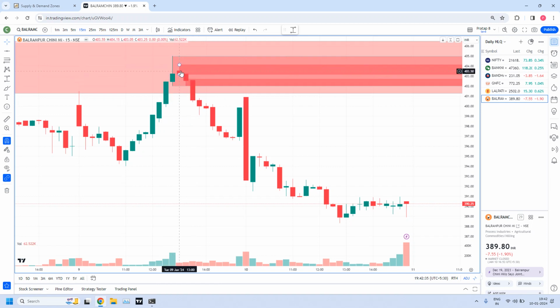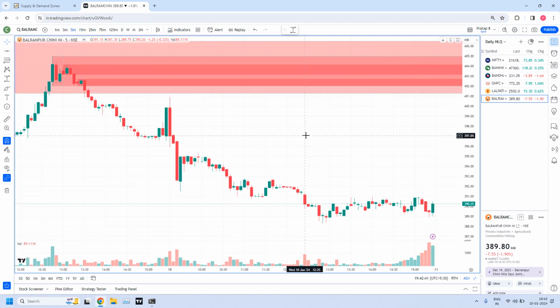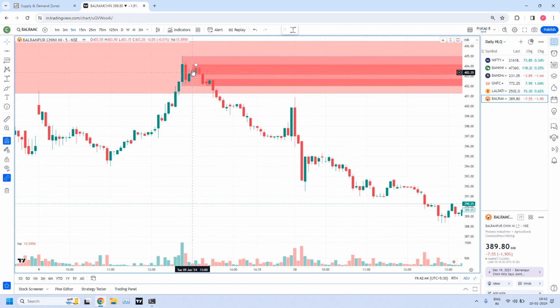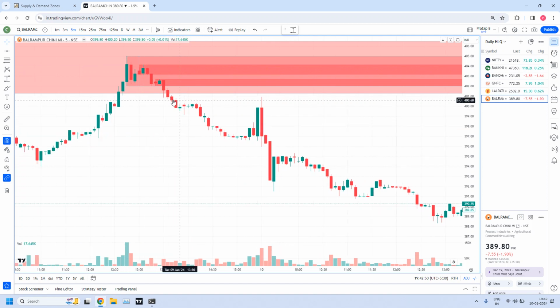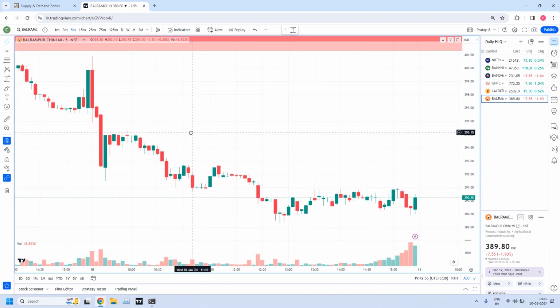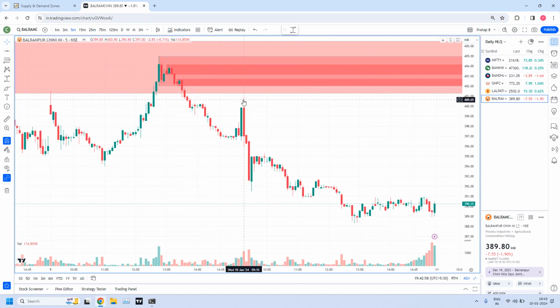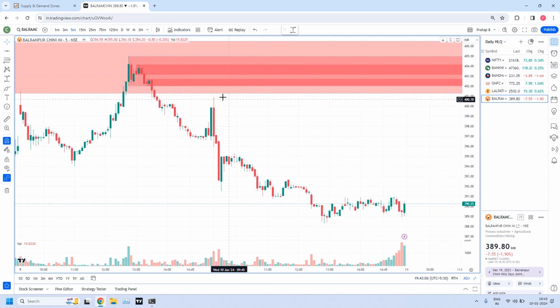Within this 15 minute area, we found 2 five minute zones. Fresh zones. This is the first one: rally, base candles and a drop. And this is the second one: drop, base, drop. Here, recently means today only. Just before entering this zone, there is a rejection. That means there is a strong order flow. Because there is a strong order flow, probably this zone might be a successful zone.